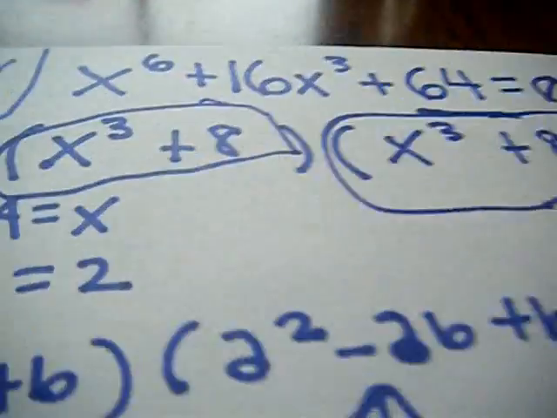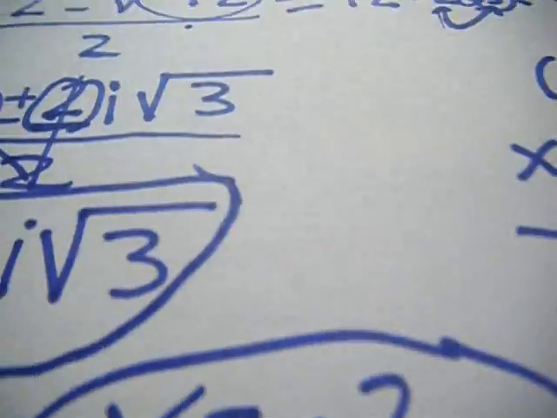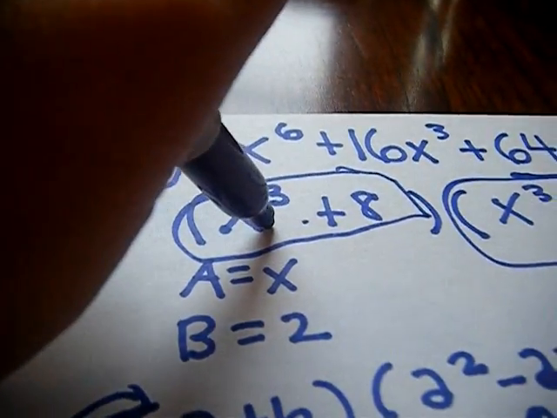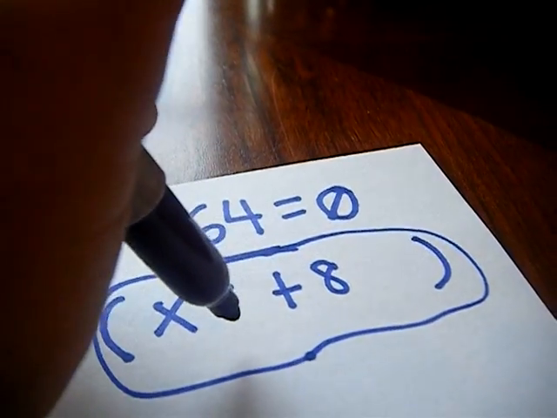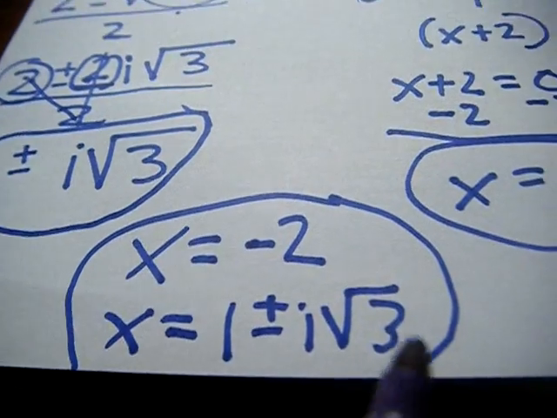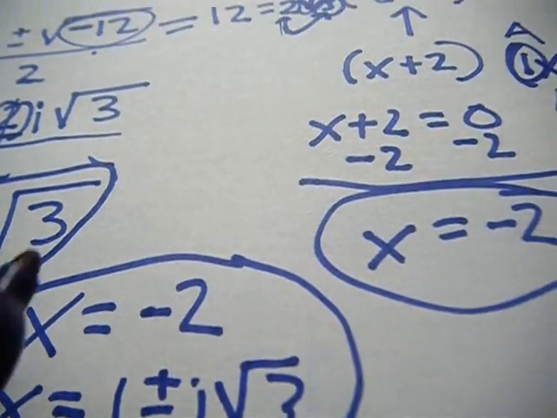We know, since x to the third plus 8 is the same on both sides, whatever work we did for the left side will be the same for the other x to the third plus 8. So then we know that this is a multiplicity of 2 for negative 2 and for 1 plus or minus i root 3.